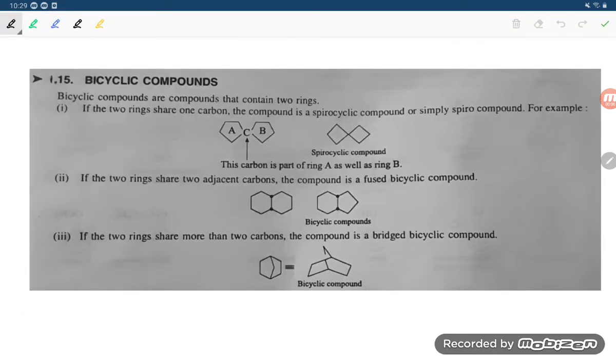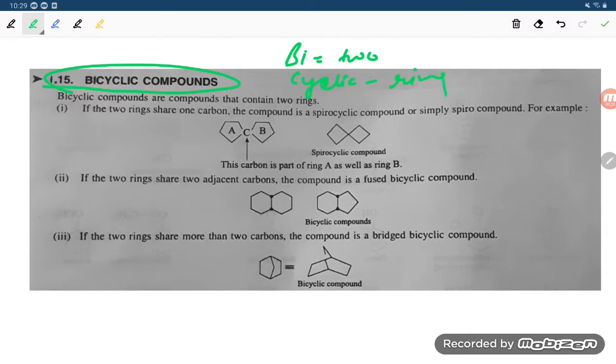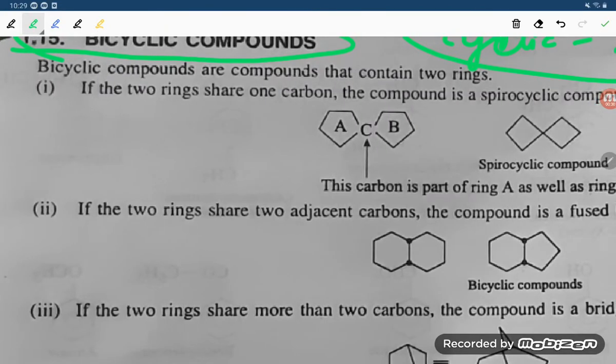So when you talk about the bicyclic compound, students, bi means two, and cyclic means ring. So if two rings are there in the compound, that is known as a bicyclic compound. So here you can read out the definition, students, what they are saying.